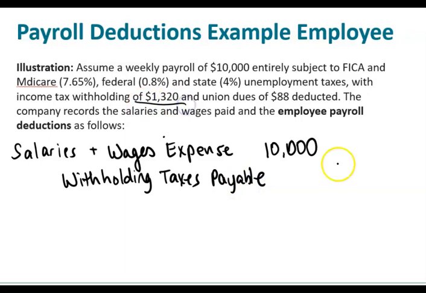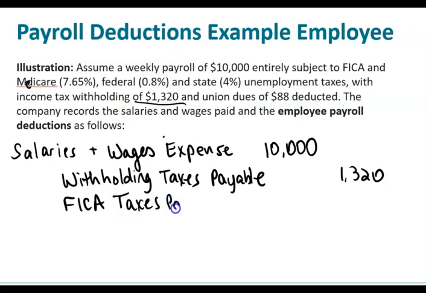For $13.20, we were just given that amount. Of course, the order that we record these withholdings does not matter. We have FICA taxes payable. So even though it's FICA and Medicare, we typically just refer to this as FICA taxes payable. And for this, we need to multiply the $10,000 payroll expense, or the salaries and wages expense, times 7.65%, or 0.0765. And we get FICA taxes payable $765.